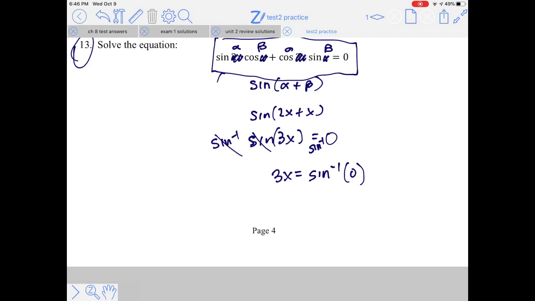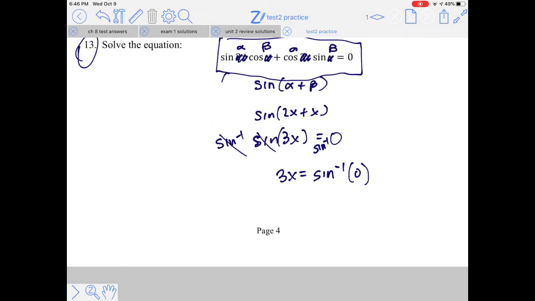So where are y values of 0 on your unit circle? We're going to have to split this up. We have several places on the unit circle that have y values of 0, so we've got to set up 3x equal to all of those. So 3x, tell me one of them. 3x equals 0, 3x equals pi, and 3x equals 2 pi.